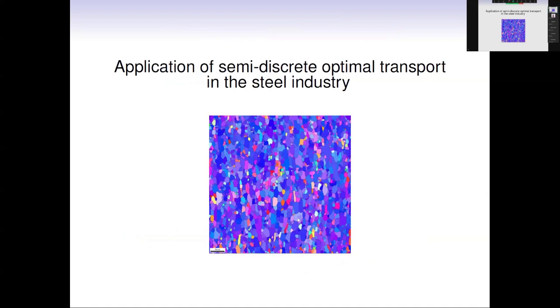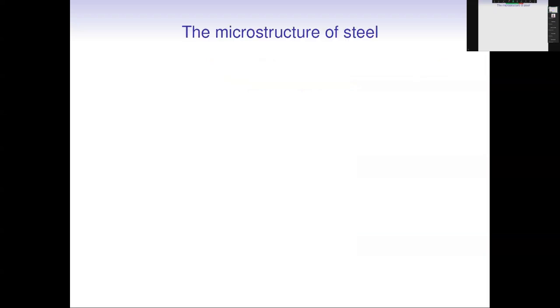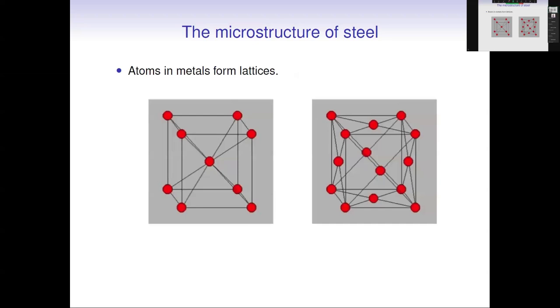So what's the application in the steel industry? I want to mention this briefly. I want to tell you what this picture is. It's a tessellation that arises if you zoom in on a bit of steel or a bit of metal. Here's a quick crash course on the microstructure of steel. You may know from school that atoms in metals tend to form lattices, regular periodic structures. That's not entirely true. It's true locally that they form a lattice, but the orientation of the lattice varies throughout the material.